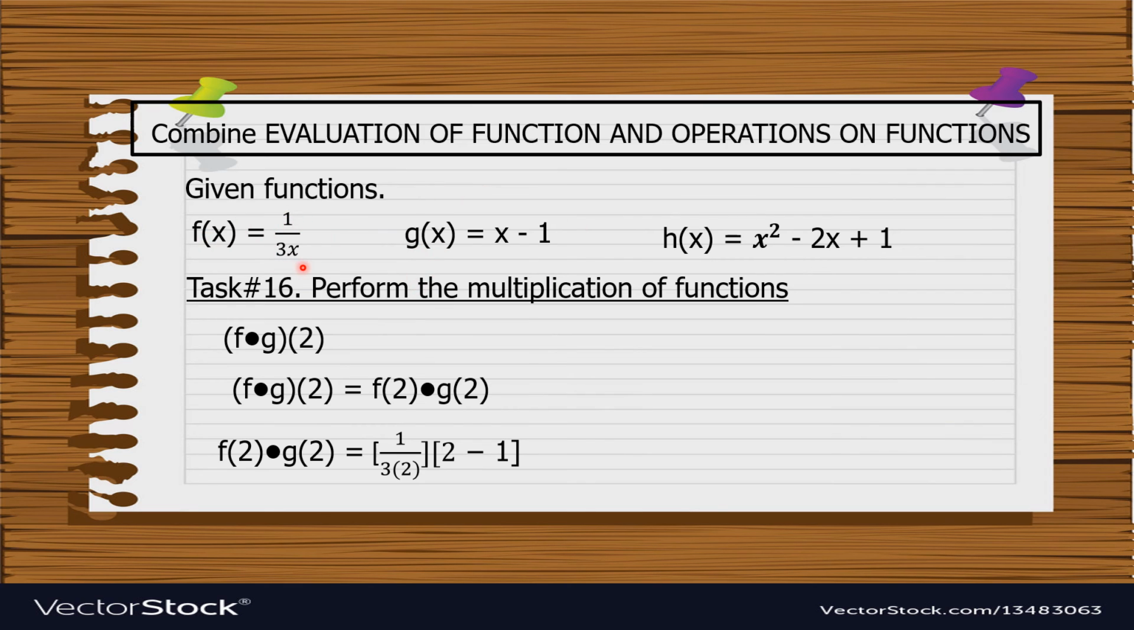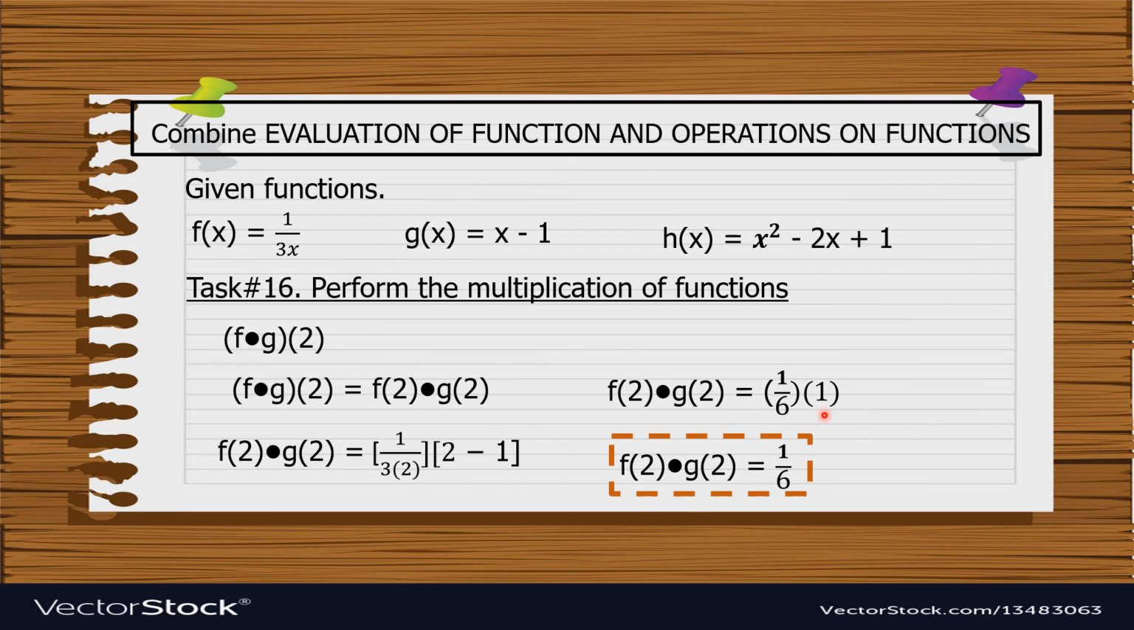So replacing x by 2, we have 1 over 3 multiplied by 2, and 2 minus 1. Since the operation is multiplication, we use open and close parentheses to denote that the operation is multiplication. Simplifying this, 1 over 3 times 2 is 1 over 6 and 2 minus 1 is positive 1. So 1 over 6 times positive 1 is positive 1 over 6. So the product of f and g of 2 is equivalent to 1 over 6.